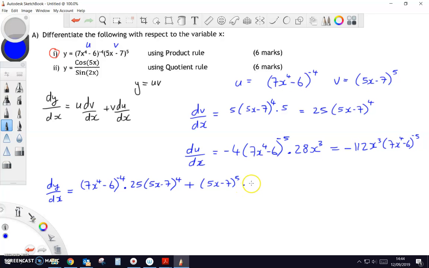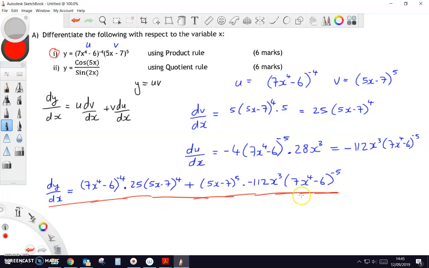And we're multiplying that by du/dx, which is a bit of a mess, but don't let that put you off. Minus 112x cubed times 7x to the power of 4 minus 6 close bracket to the power of minus 5. And that's essentially the answer there. There might be a wee bit of tidying up on that perhaps. We could change the order of some of those items that are multiplied by each other, but I'd be inclined to just leave it like that. That's not too bad there now. That's dy/dx.